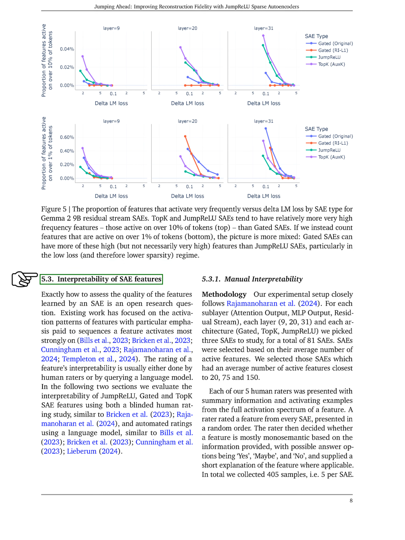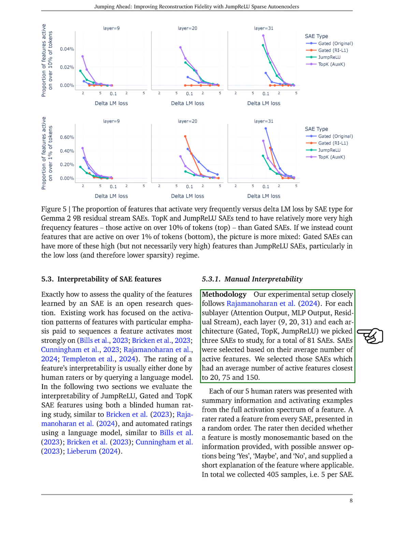Next, we address the interpretability of SAE features, which remains an open question in research. Previous studies have focused on the activation patterns of features, particularly the sequences where they activate most strongly. The interpretability of a feature is typically assessed by human raters or through queries to a language model. In the following sections, we evaluate the interpretability of features from JumpReLU, gated, and top K SAEs using both a blinded human rating study and automated ratings via a language model.